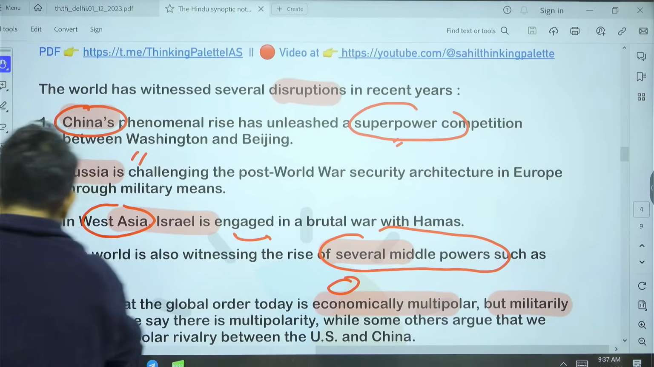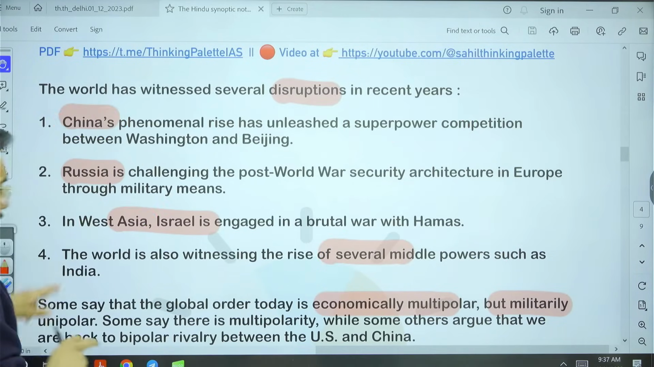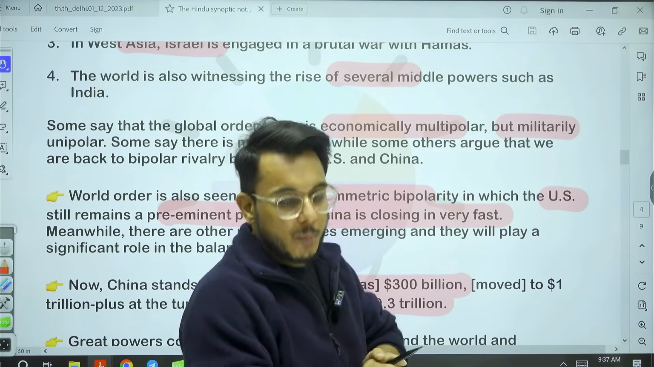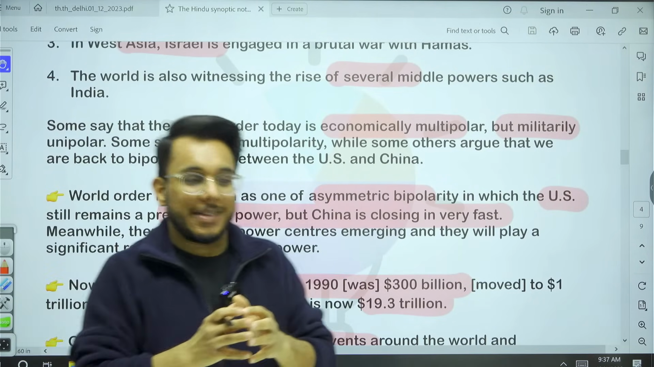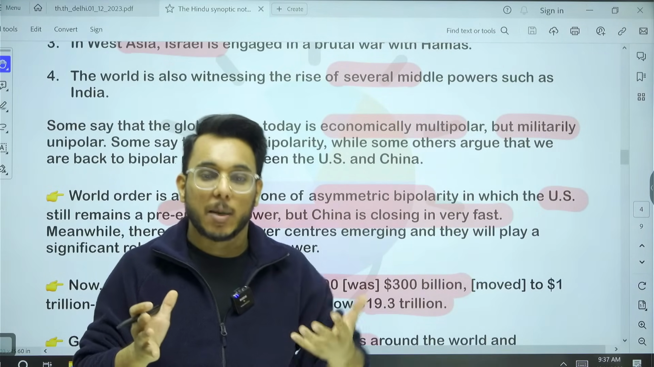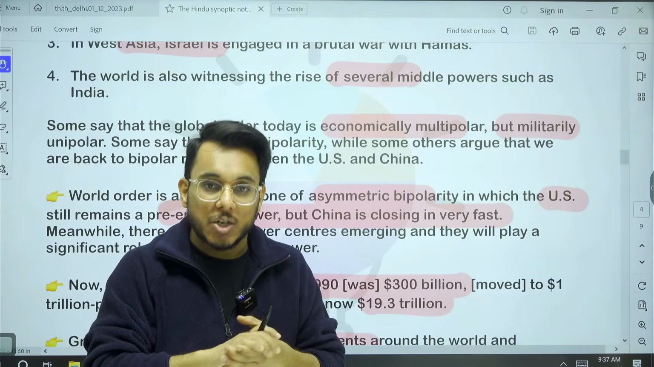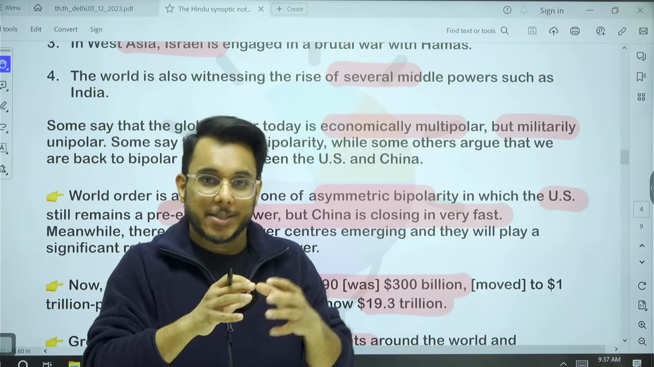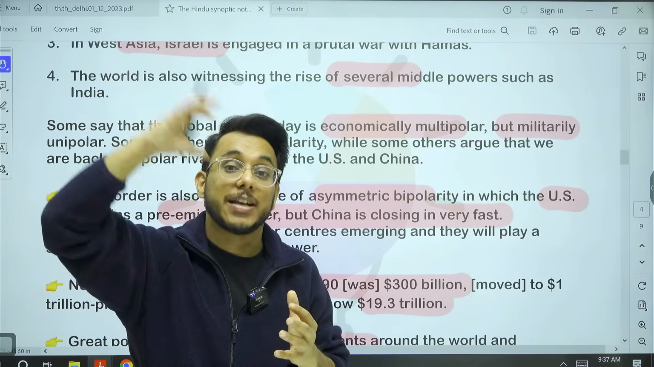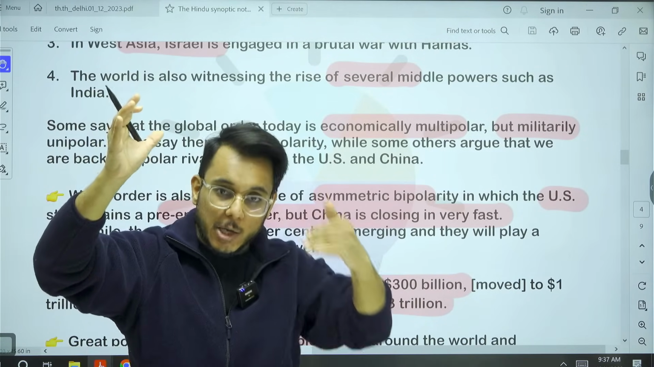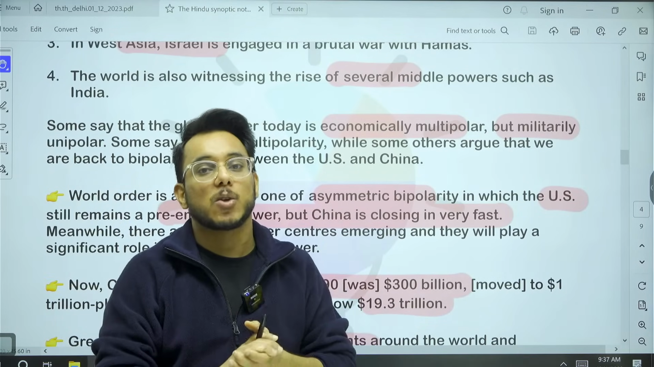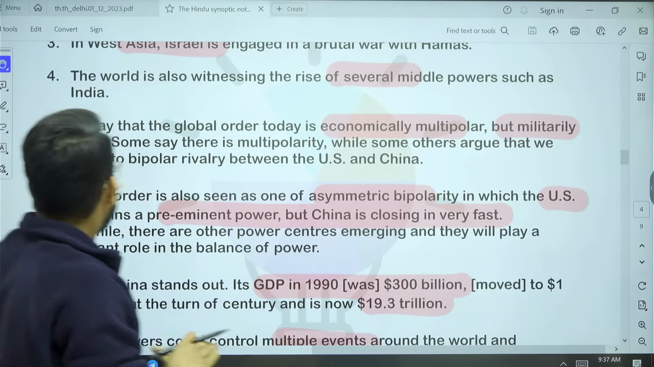Now there is one question: what do you mean by global order? Global order is the way in which countries are arranged in terms of their power dynamics, their relations, and their competition. This entire arrangement of how countries interact with each other, which country is more powerful, and the hierarchy of countries in terms of economic power and military power, is called global order.